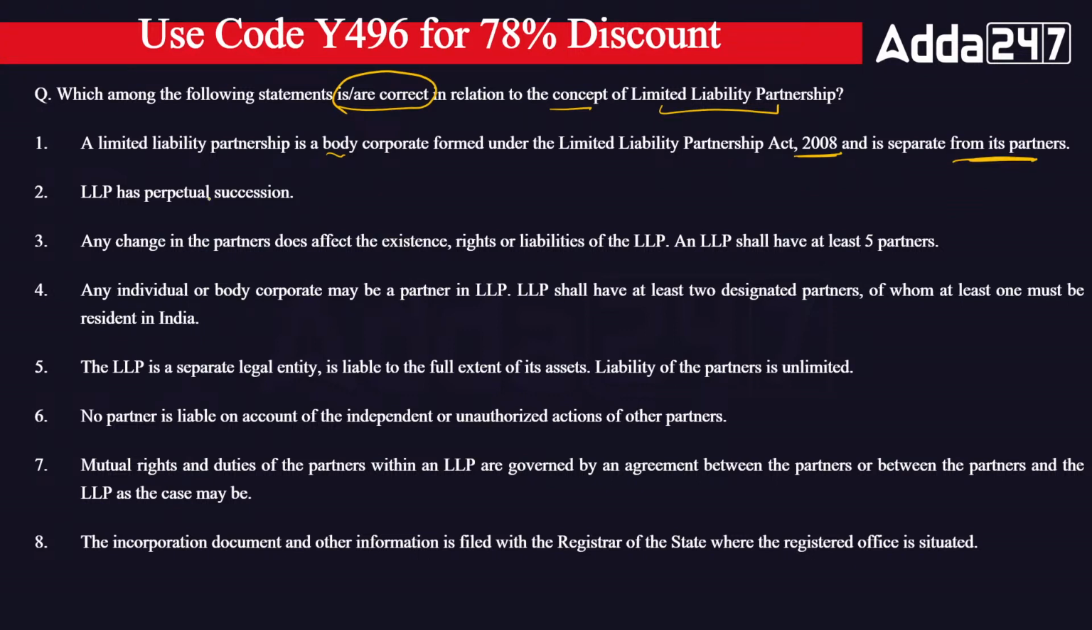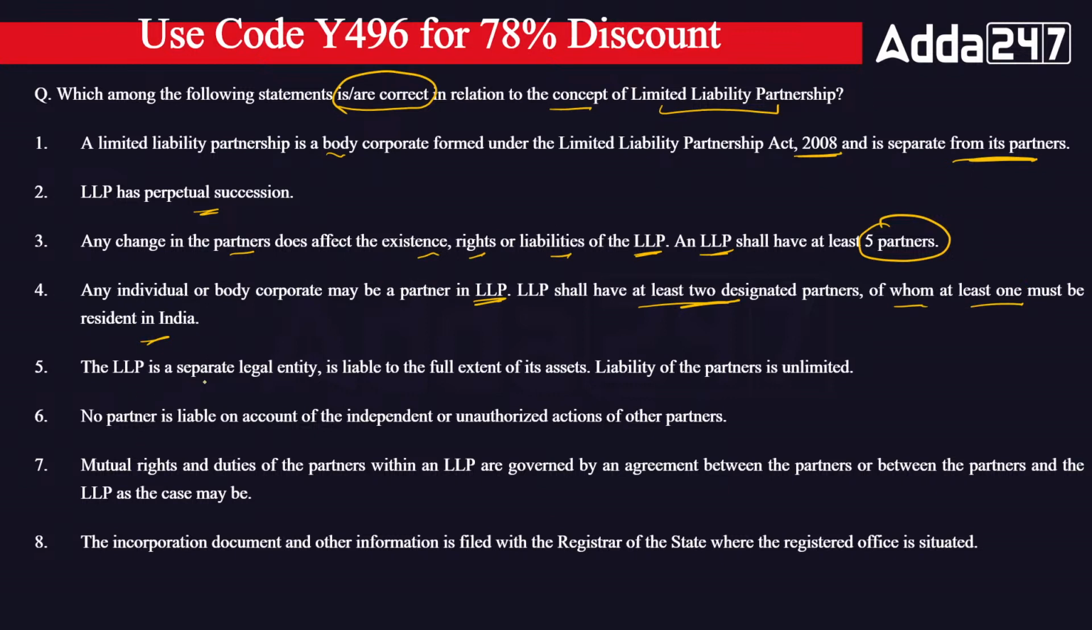Second is saying a limited liability partnership has perpetual succession. Third is saying any change in the partner does affect the existence, right or liability of the limited liability partnership. So an LLP shall have at least 5 partners here. Okay, the fourth is saying any individual or body corporate may be a partner in LLP. So LLP shall have at least 2 designated partners, of whom at least one must be resident in India.